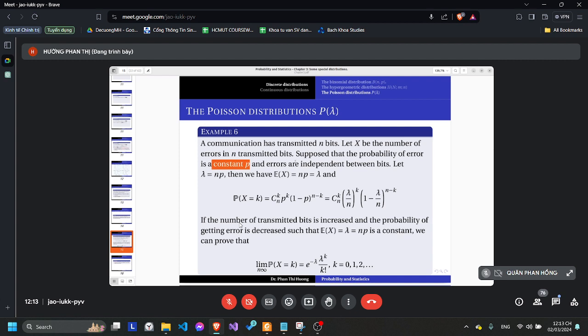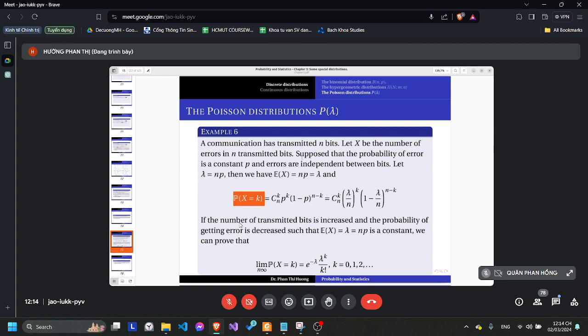So according to our knowledge about the binomial distributions, if S indicates the number of errors among n transmitted bits, hence S must follow the binomial distribution. Using the formula of the binomial distribution, we have the probability of S equals k equals C(n,k) p^k (1-p)^(n-k).